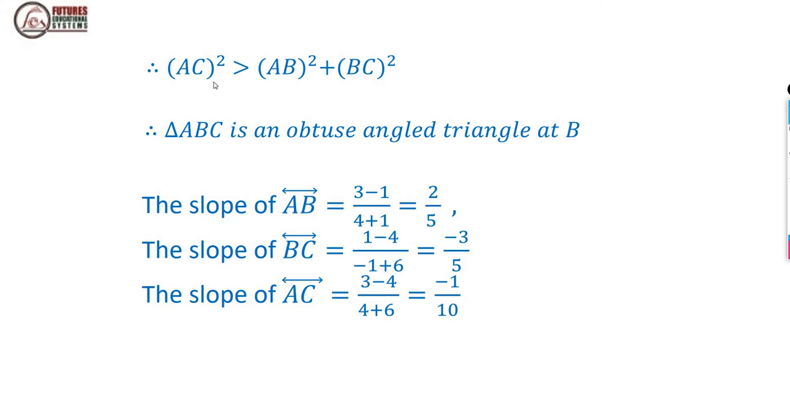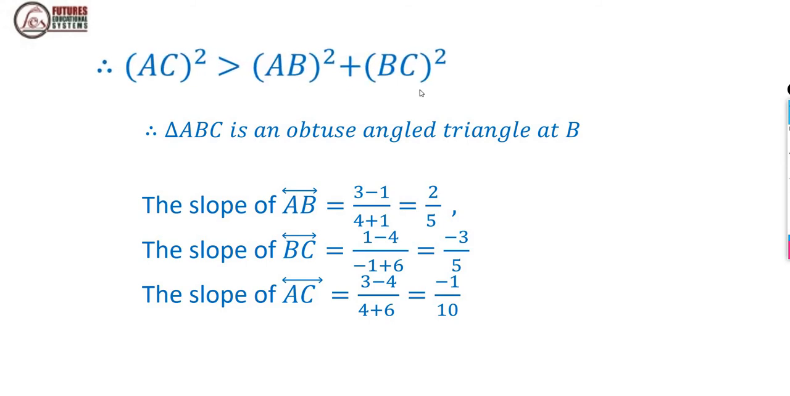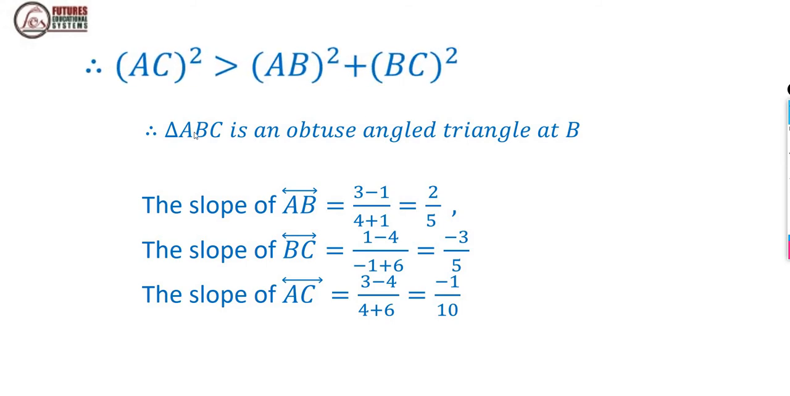Since AC power 2 is greater than AB power 2 plus BC power 2, therefore triangle ABC is an obtuse angled triangle at B, because AC power 2 is greater than the sum of the squares of the two other sides.